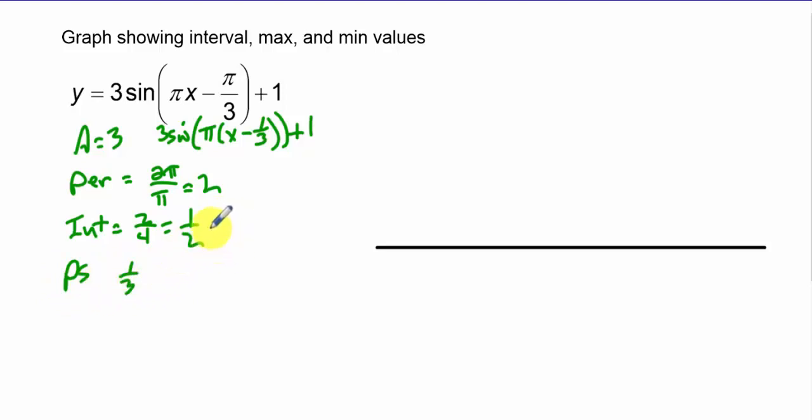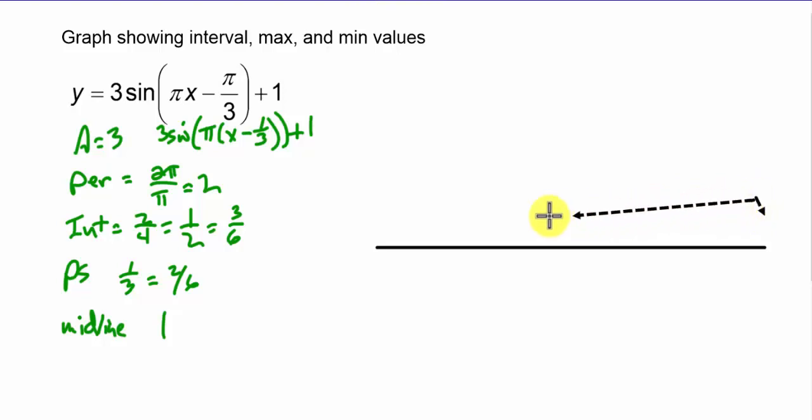Knowing that, I'm immediately going to change things to, you've seen this before, 3/6 and 2/6, so we'll add nicely. And I have a midline of now 1 because this identifies as a translation up of 1. So let's go ahead and draw that midline to start with. Put this up here. Call this value a 1.